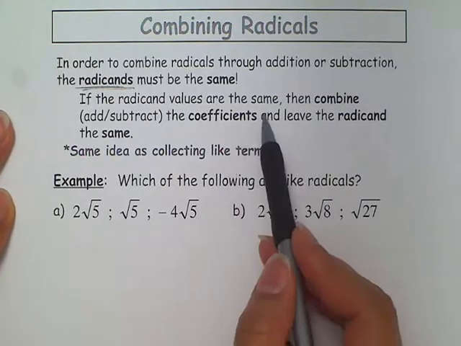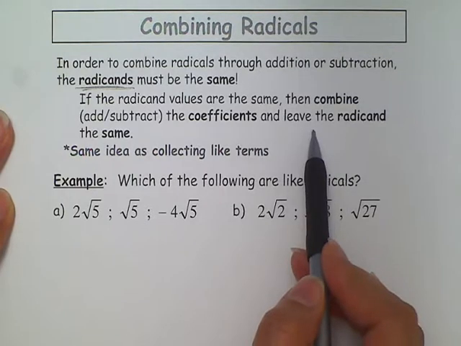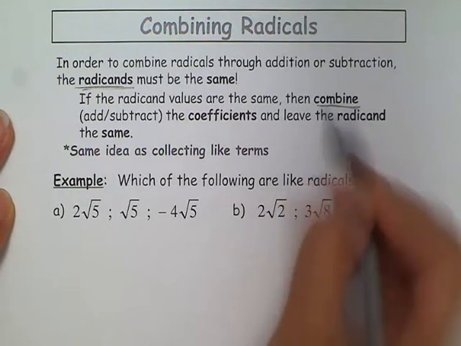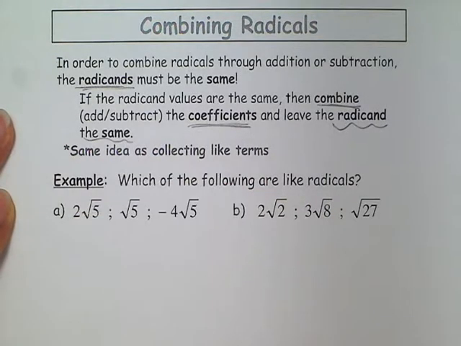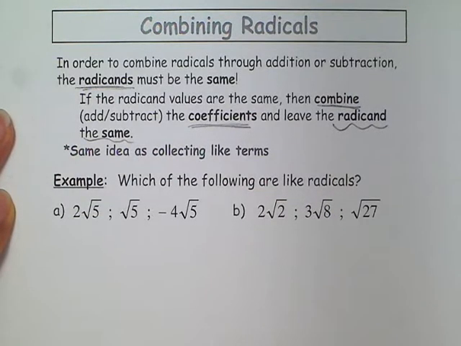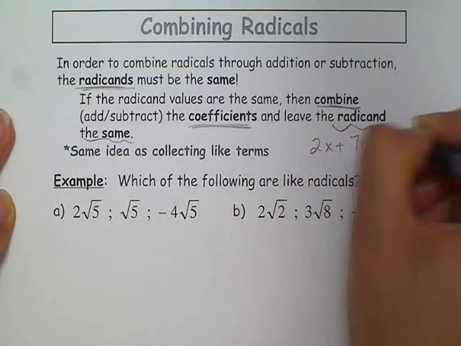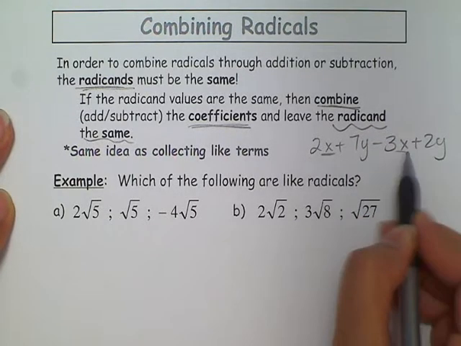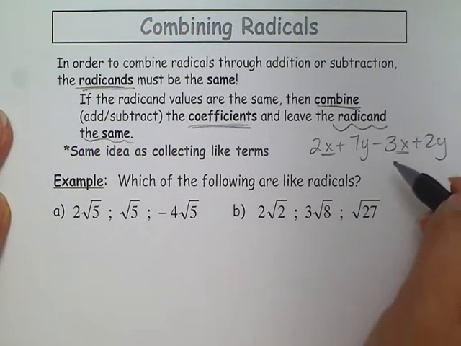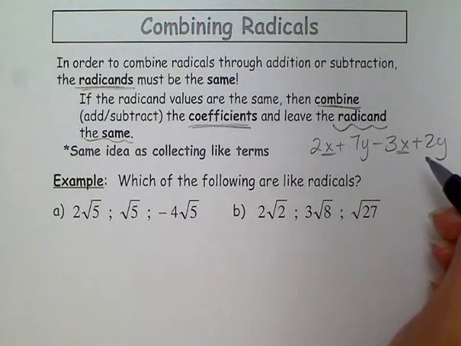If the radicand values are the same, then you combine the coefficients and leave the radicand the same. Okay, so we're going to combine the coefficients and we're going to leave the radicand part the same. This is much like collecting like terms. So if we had 2x plus 7y minus 3x plus 2y, for example, what we would do is notice the like terms and then combine the coefficients of those like terms. Depending on whether it's addition or subtraction, we would follow the operation that's there.